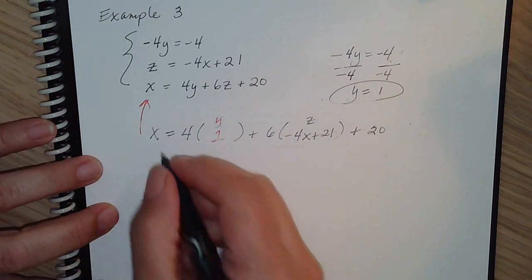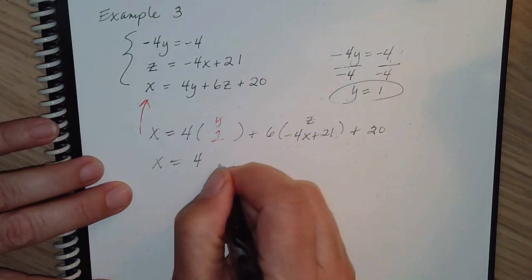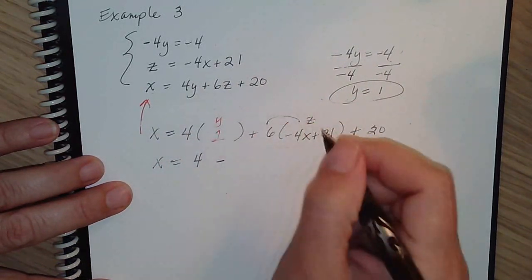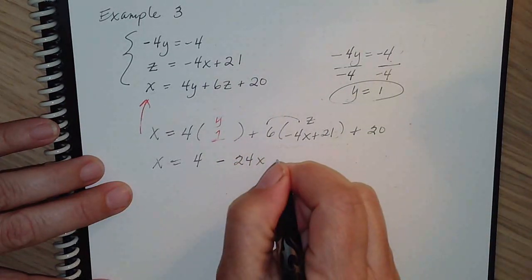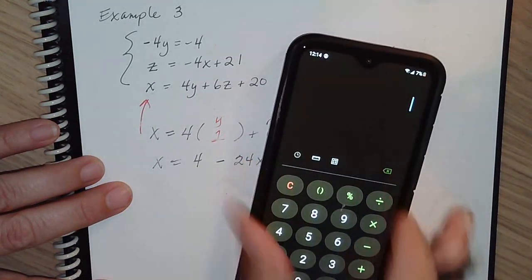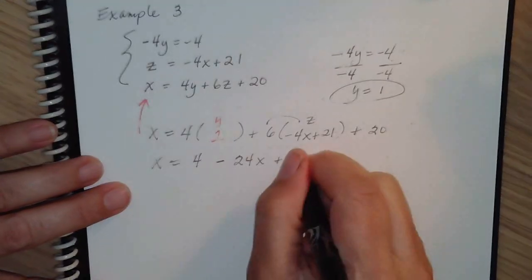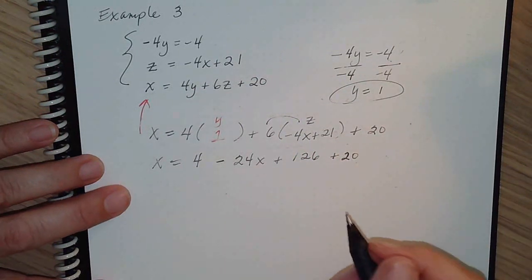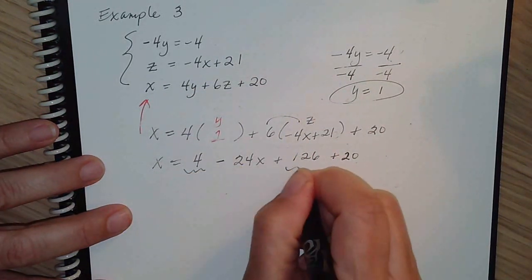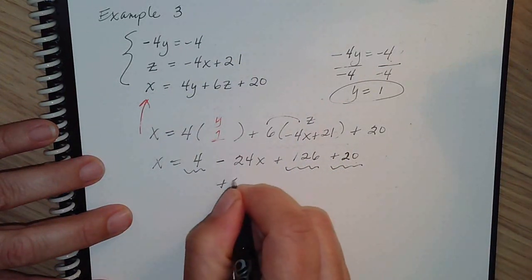So let's simplify here. I have x equals 4 minus 24x. No. Plus 21 times 6, 126, plus 20. I can combine all of these like terms, and I'm going to move the x to the other side of the equation.